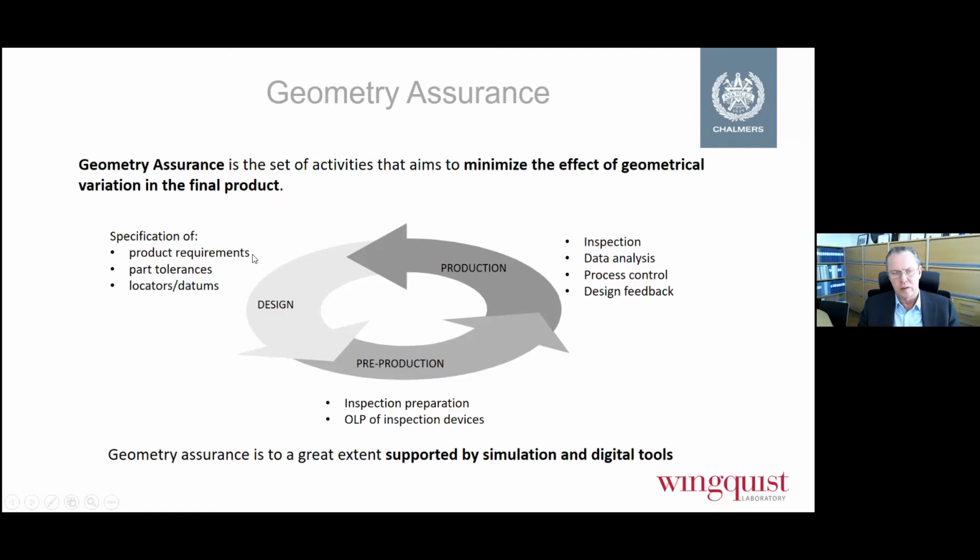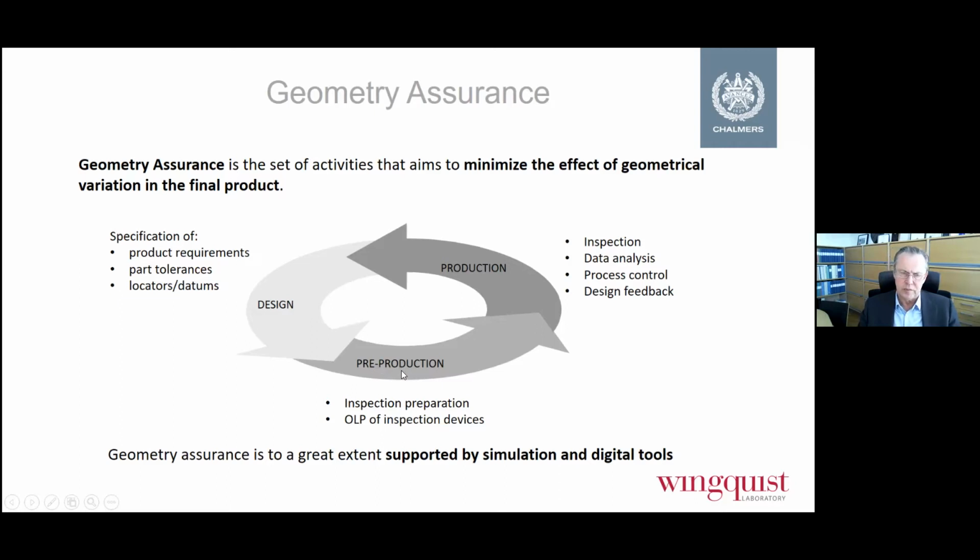We need to break those overall product requirements down. For us, it ends up with tolerances and locators for individual parts and sub-assemblies, because that's how the overall geometrical requirements on the product are broken down into requirements on the part level. So most companies do this in some way. It ends up with tolerances on the drawing or a CAD model.